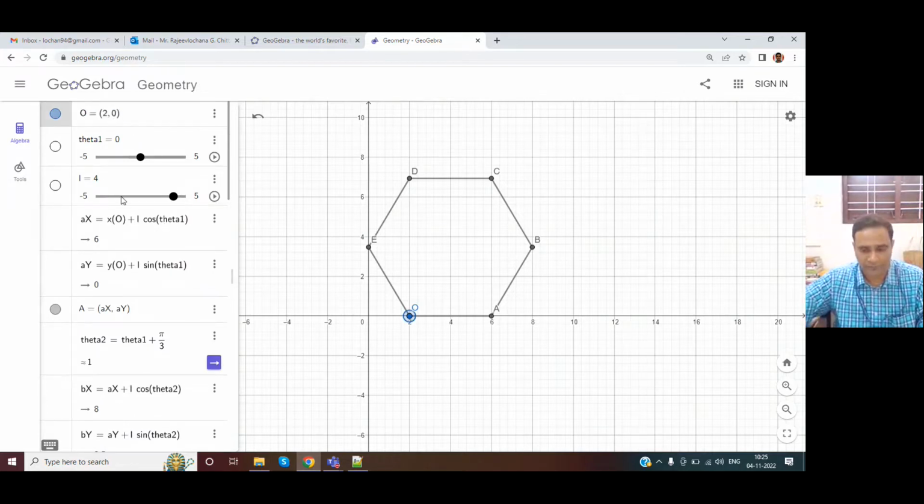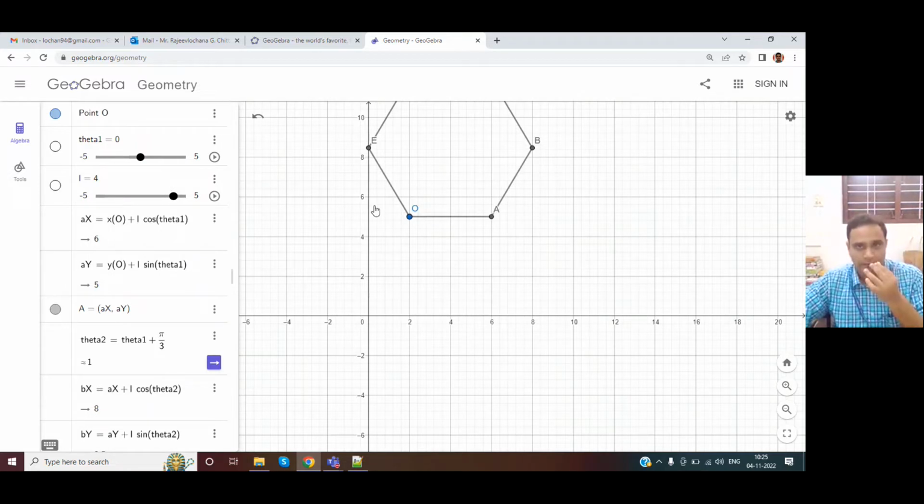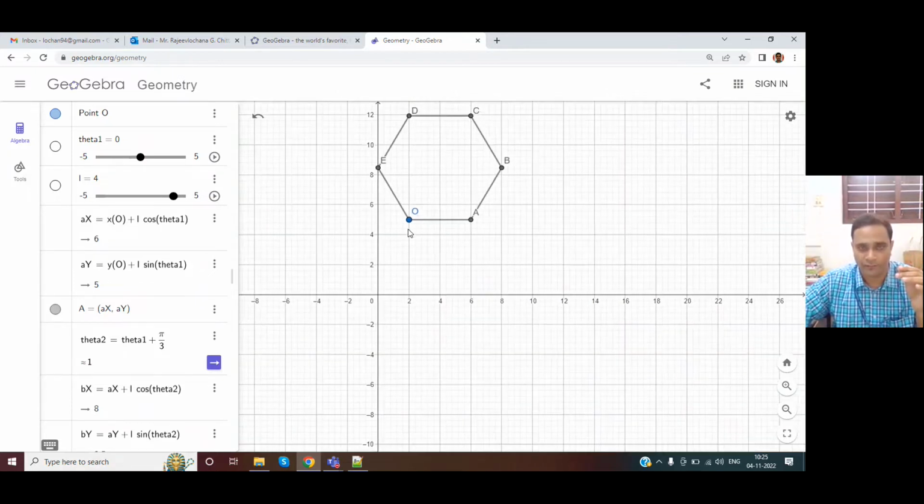Here, if I have 5, point O will have coordinates 2, 5. That is what the drawing is about.